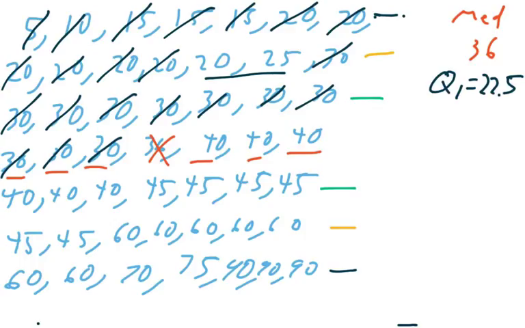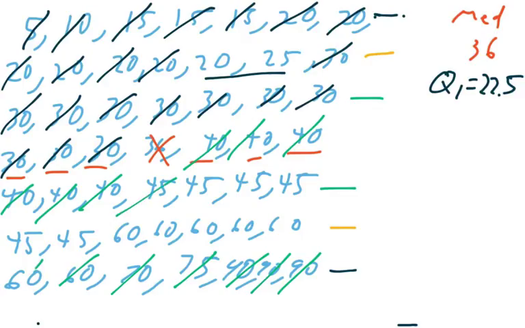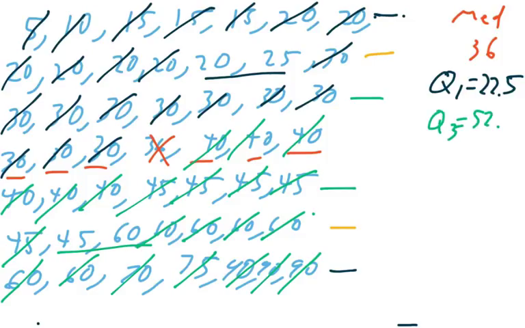I'm going to do the same thing on the top end. And I get the number in between 45 and 60. Q3 turns out to be 52.5. So if I do Q3 minus Q1, my IQR is equal to 30.